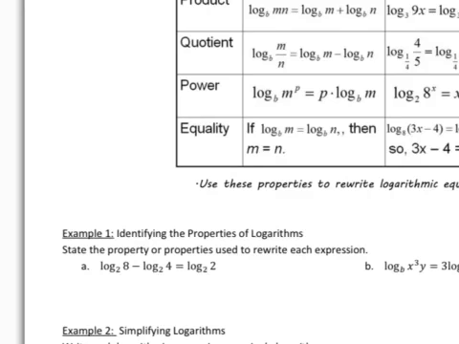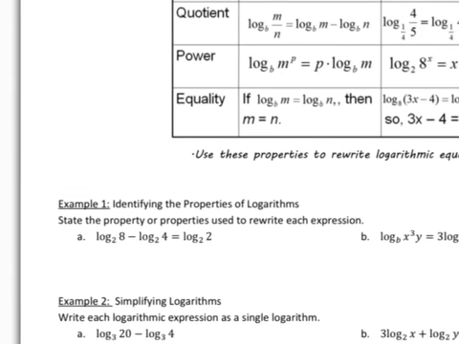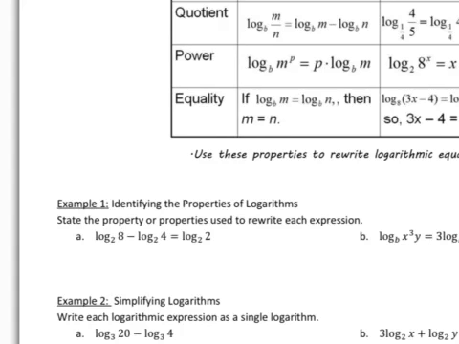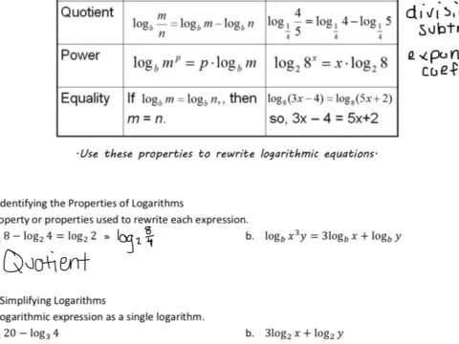You were right the first time. The quotient, right? Quotient. Because what they did was log base 2 of 8 divided by 4. And that 8 divided by 4 reduced to 2. So that was the quotient property. Very good. All right. What about the next one?